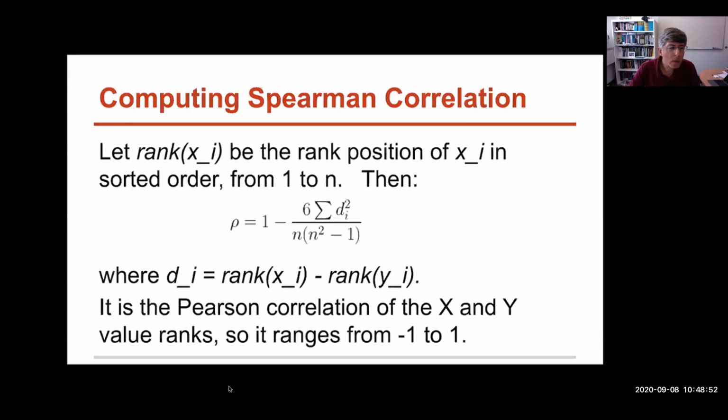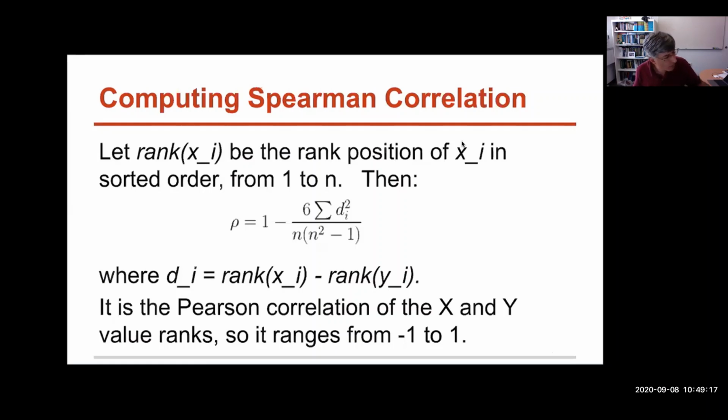Another way to interpret the Spearman rank correlation is that it's the Pearson correlation between these rank values. Okay? And if you believe that, that should convince you that it lies between -1 and 1, because the Pearson one does. Any questions about the Spearman correlation?